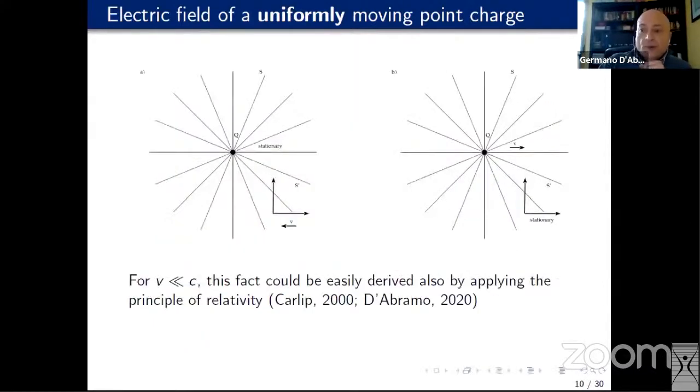Okay. Well, this field property that I have just said can be derived by appealing to the principle of relativity. Consider a stationary charge Q and an observer moving at a constant velocity V to the left. Consider also that V is much less than C, the velocity of light.